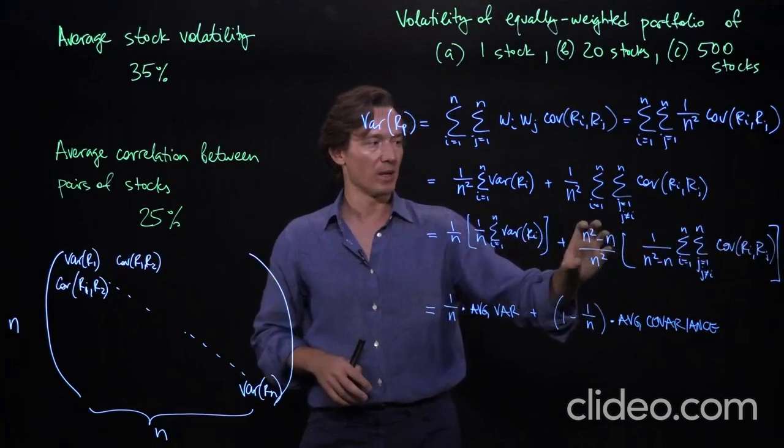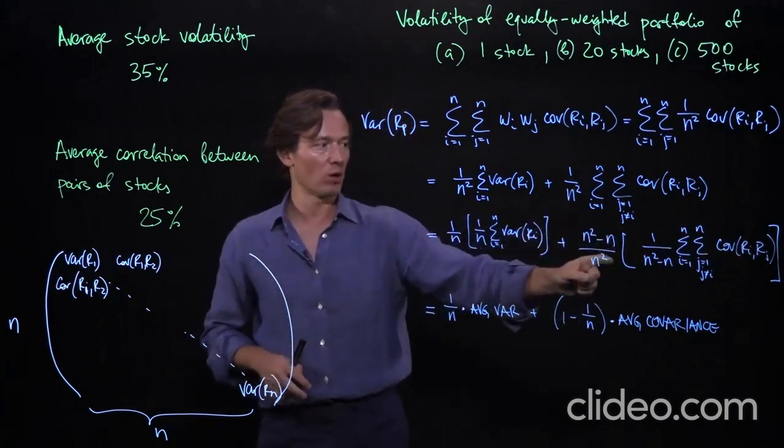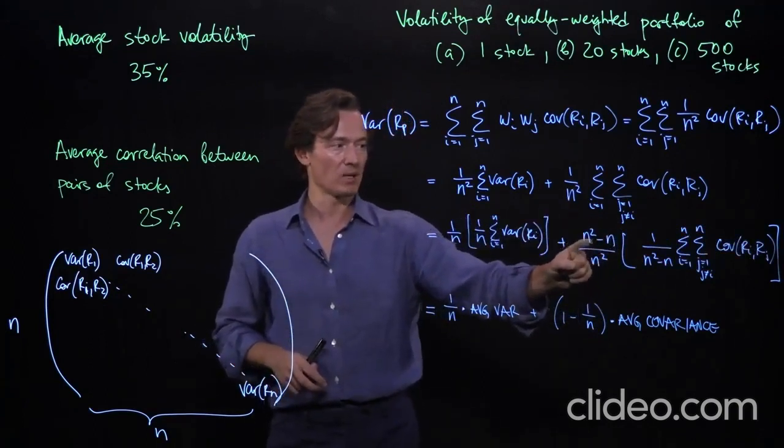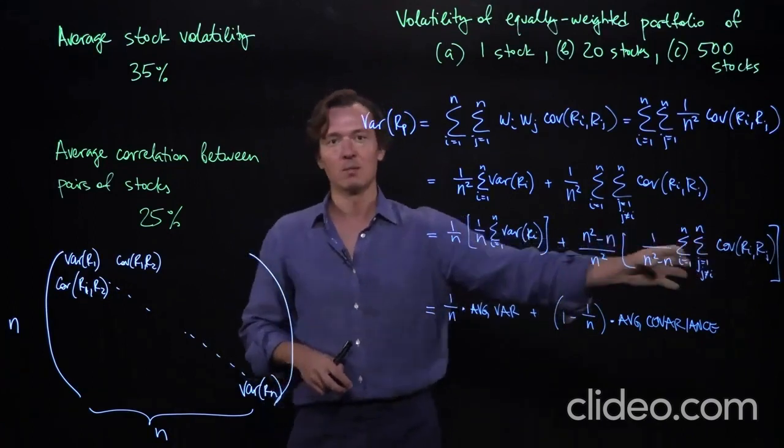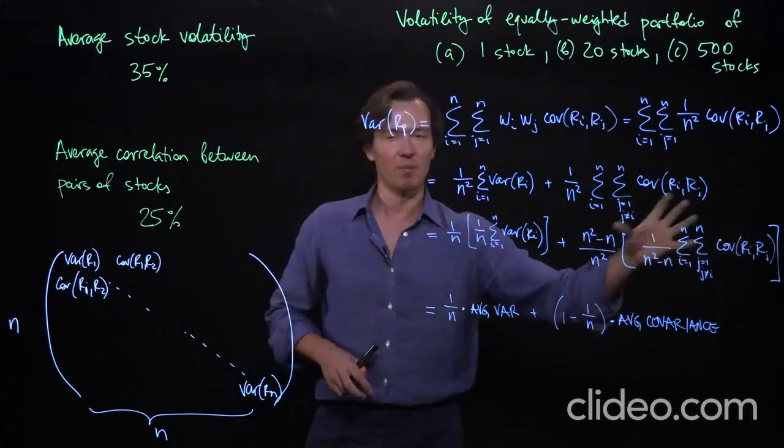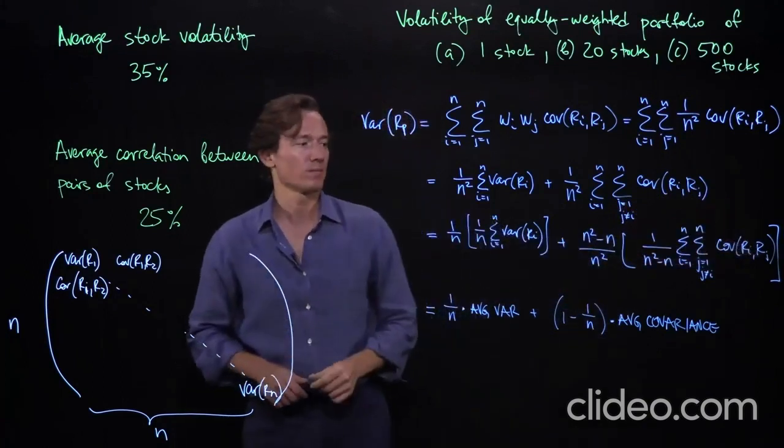And that's what's remaining. So it's n squared that we had before. And I'm multiplying here by n squared minus n to offset this additional division that I put here, so that this represents the average covariance.